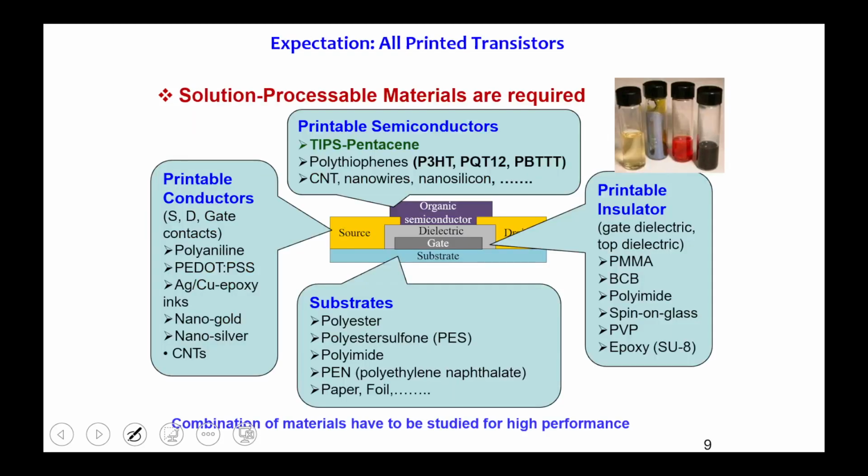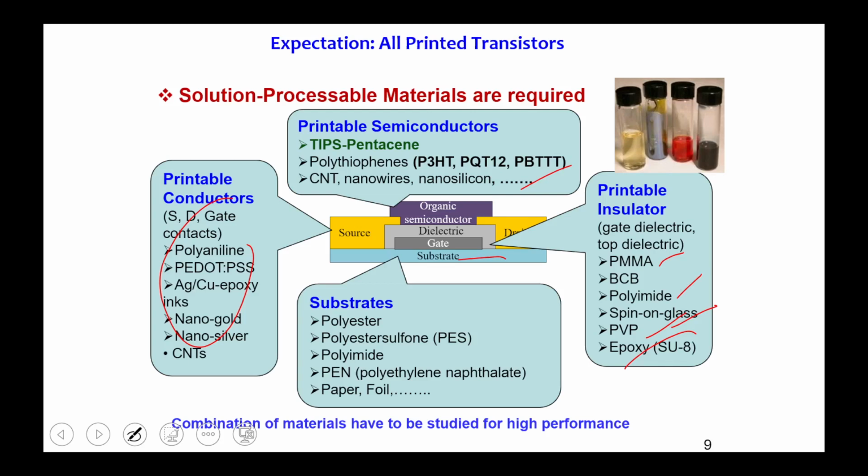So these are the expectations of all-printed transistors: a printable semiconductor and printable conductors like source, drain, gate, contact, polyaniline, PEDOT. These are all the materials we use as conductors. These are printable semiconductors: TIPS-pentacene, polythiophenes, P3HT, PQT-12, CNT nanowires. These are the semiconductor materials. Then the insulator: you use PMMA, polyimide, spin-on glass, PVP, epoxy, SU-8 as an insulator.